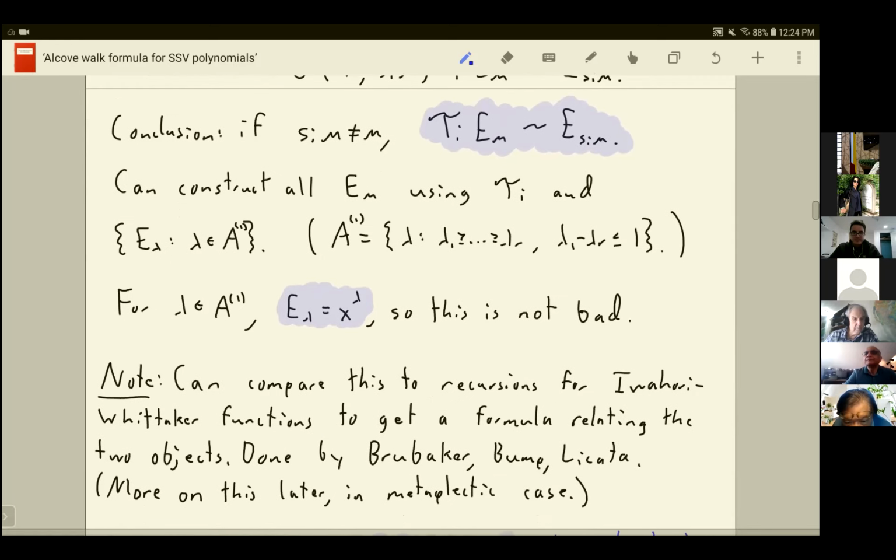Just a side note. One application of Macdonald polynomials is that they can be related to certain Iwahori-Whittaker functions coming from principal series representations. This will be more interesting to us in the SSV case, but the point is you compare the recursion that we just found with the recursion that arises naturally in that setting, and you see that the limit of this recursion will recover that one. This was first observed by Brubaker, Bump, and Licata, although it was Siddharth's student, Bogdan Ion, who told them to do it.